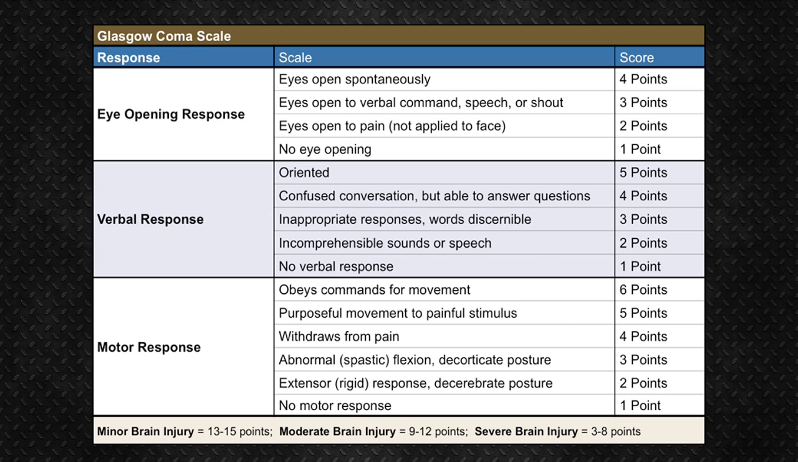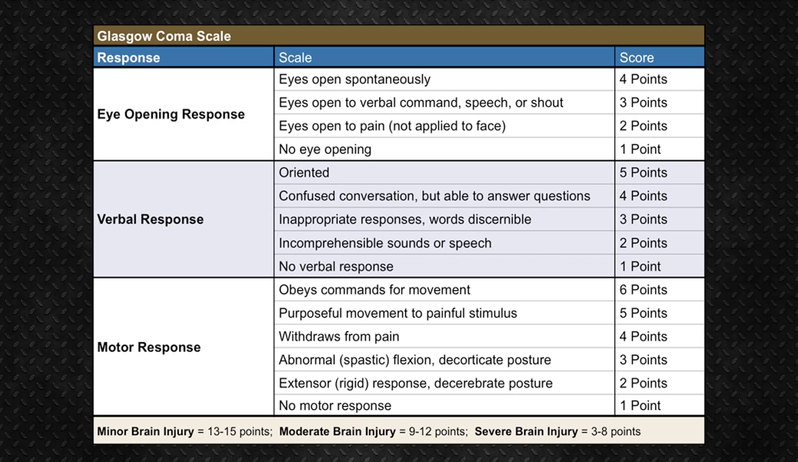So we give some points. Do they open spontaneously? They keep them open, that sort of thing. They get 4 points. If you have to get them to open their eyes with a verbal command, hey, open your eyes, and keep them open, any type of verbal response with eye opening, that's going to be 3. If they open their eyes to pain, so with the trapezius pinch, that's 2 points, and if there's no eye opening at all, that's 1 point.